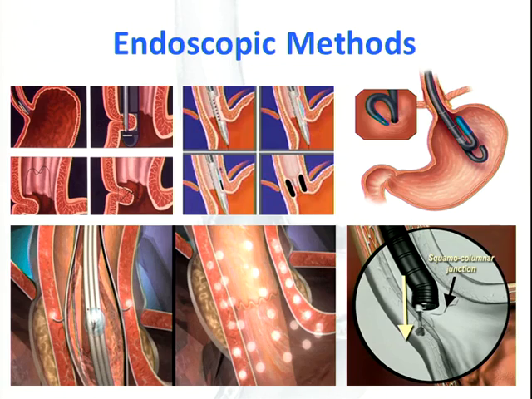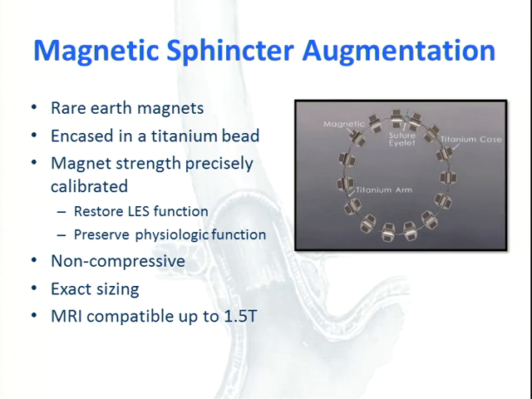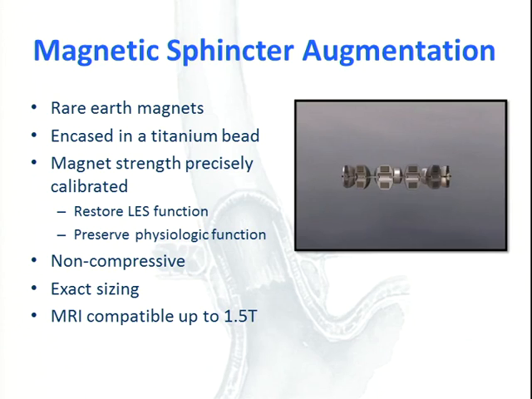Magnetic sphincter augmentation. How many of you are familiar with this or have seen this in your training? This is one of the up-and-coming things. The device is made up of rare earth magnets, designed to never really wear out, and they're encased in titanium beads. The idea is it's placed around the LES, just like the wrap is, and it augments the native function of the LES. So there's no anatomical distortion. It's non-compressive. A lot of people think it's like a zip tie or something.